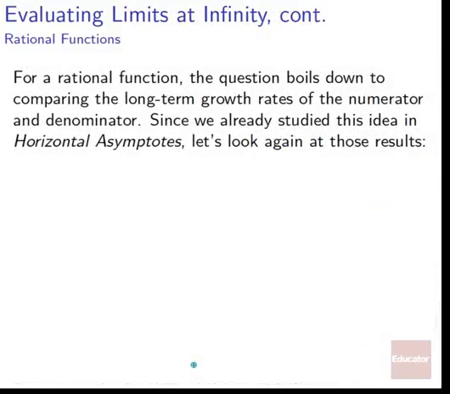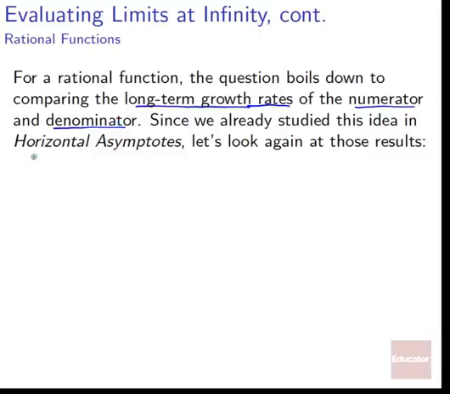For a rational function, the question boils down to comparing the long-term growth rates of the numerator and the denominator. So it's a question of who is growing faster over the long term. Is it the numerator or the denominator? If the numerator is growing faster than the denominator over the long term, then the thing's not really going to settle down because it's just going to keep getting bigger and bigger and bigger. If, on the other hand, the denominator is growing faster than the numerator, then the denominator will crush the numerator, and so it will be forced to settle down.